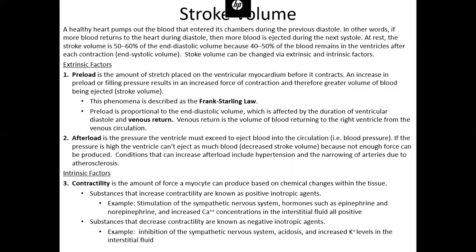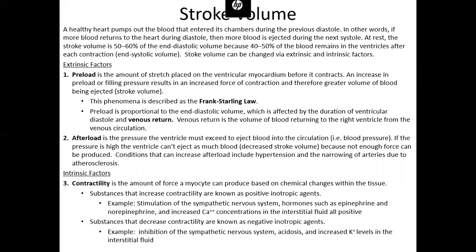Or in other words, we still have about 40 to 50% of our ESV, but that number changes quite a bit, which I won't really get into, as we exercise. When we are bringing more blood back to the heart, we're going to pump more out. There are 3 factors that affect stroke volume.